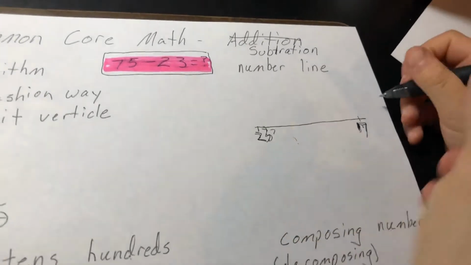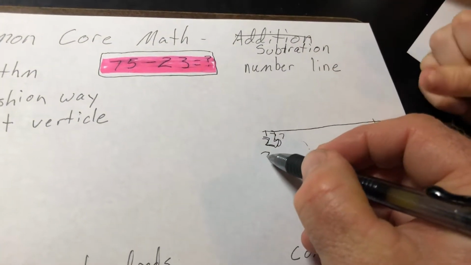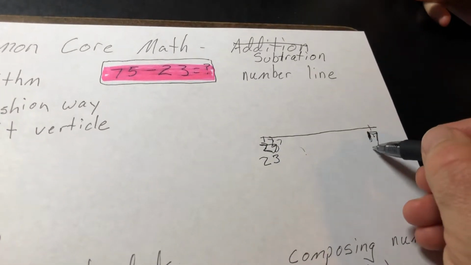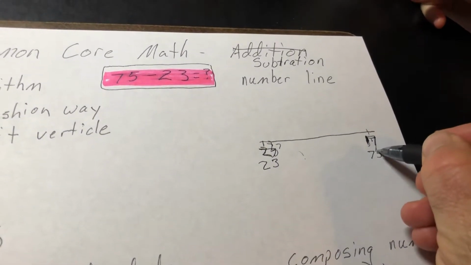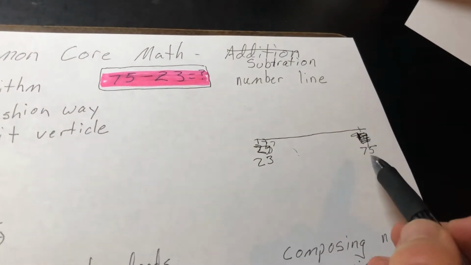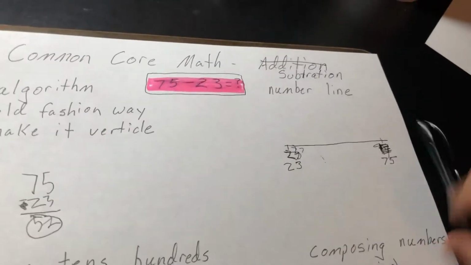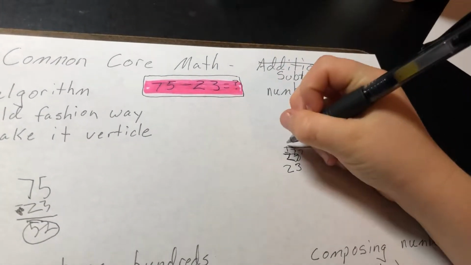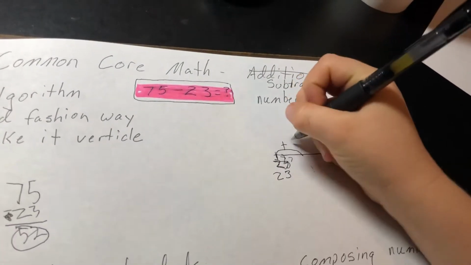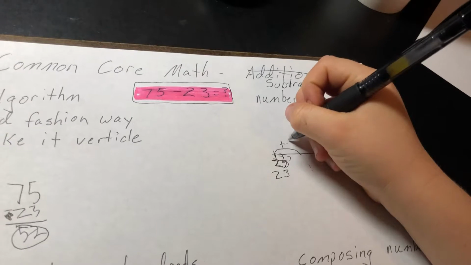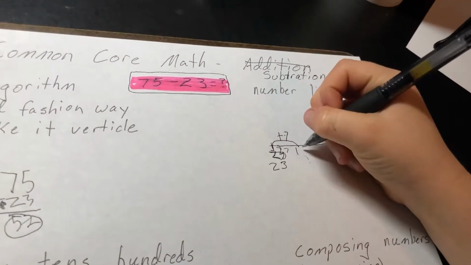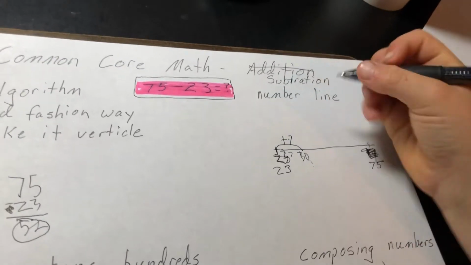So we have 23 here. I'll help you out, Ben. 23 here. And then over here we have the 75. So for subtraction, all we want to know is how many jumps between 23 and 75. Okay, so first, let's get to a friendly 10 by jumping plus 7. Ooh, I like that. So 23 plus 7 is 30. Oh, yeah. And that gets you to a multiple of 10.